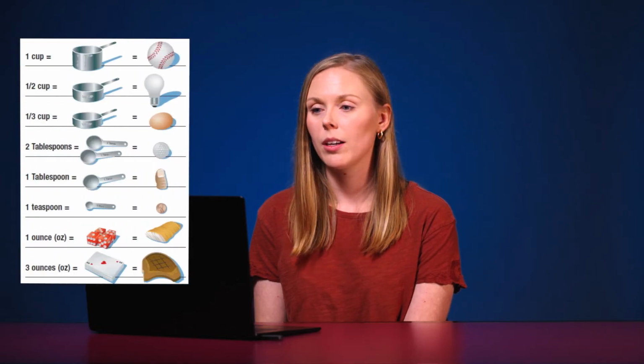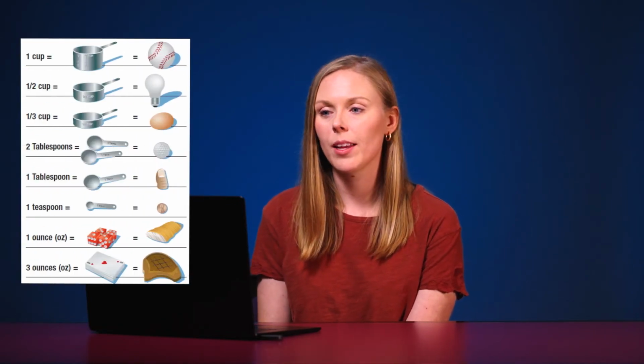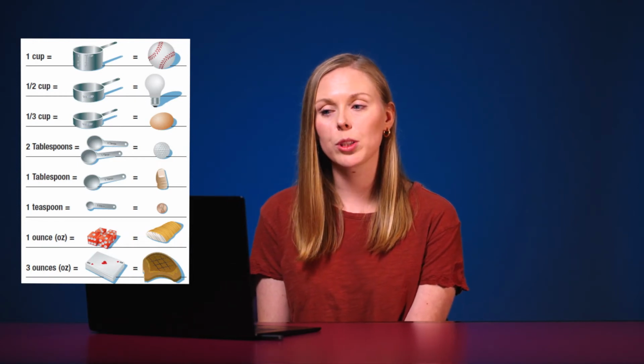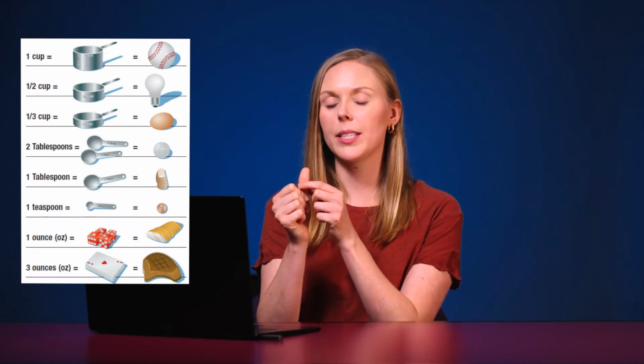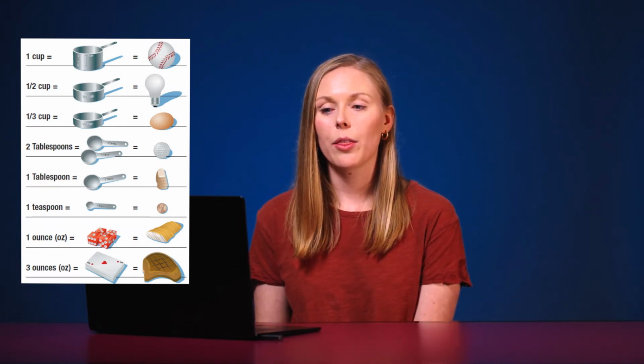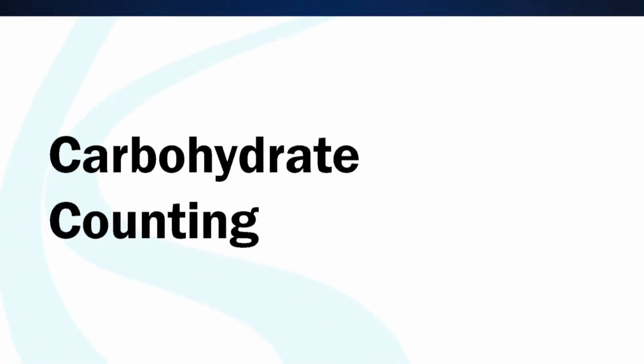We don't always have measuring cups handy either, and so knowing some tips and tricks to estimate serving sizes can be helpful. You can see that 1 cup is about the size of a baseball. 1/3 of a cup is about the size of an egg. 1 tablespoon is about the size of the tip of your thumb from the knuckle up. And 3 ounces of protein is about the size of a deck of cards.